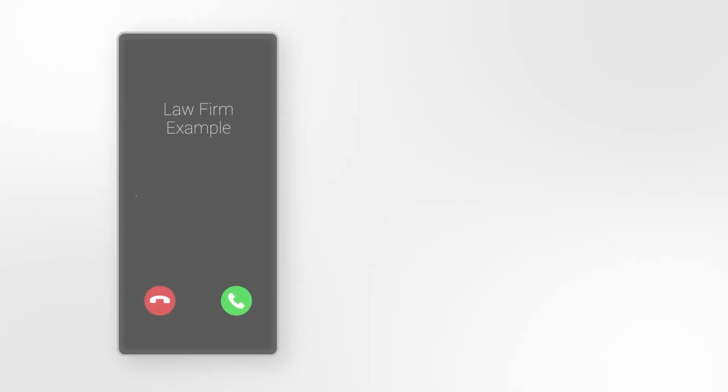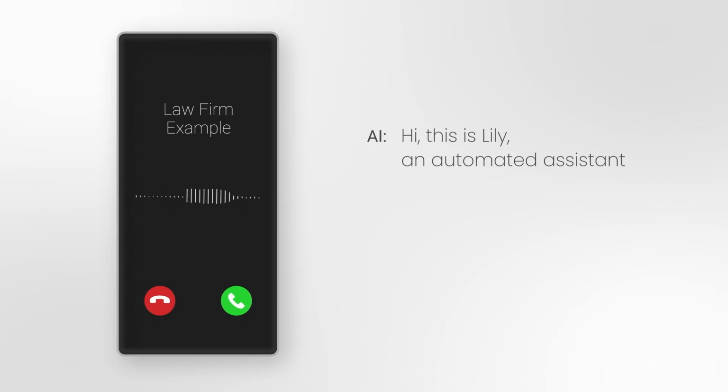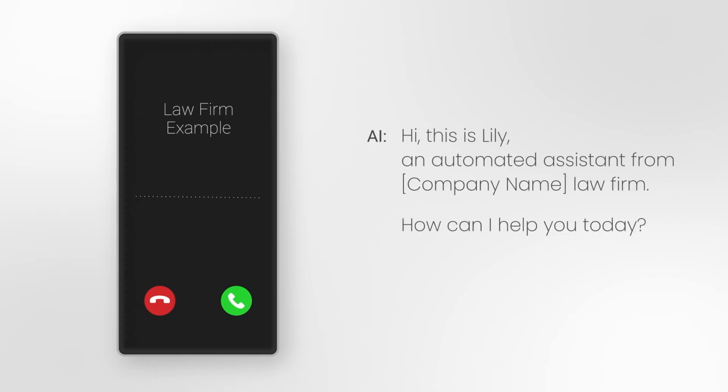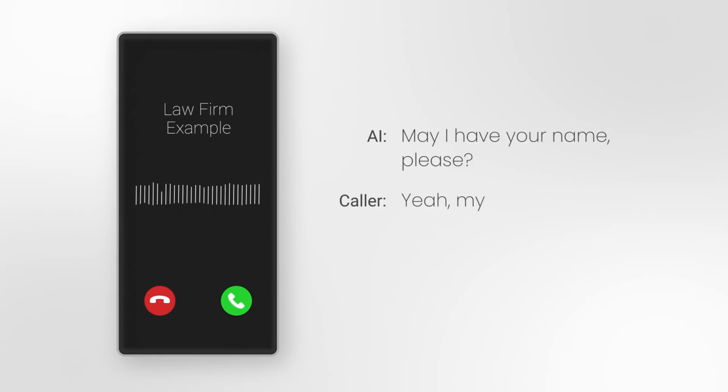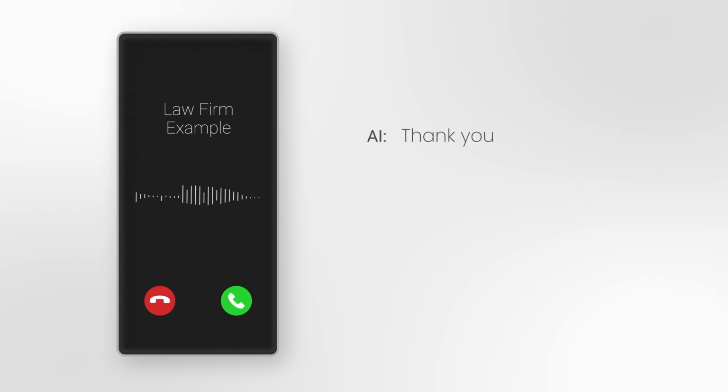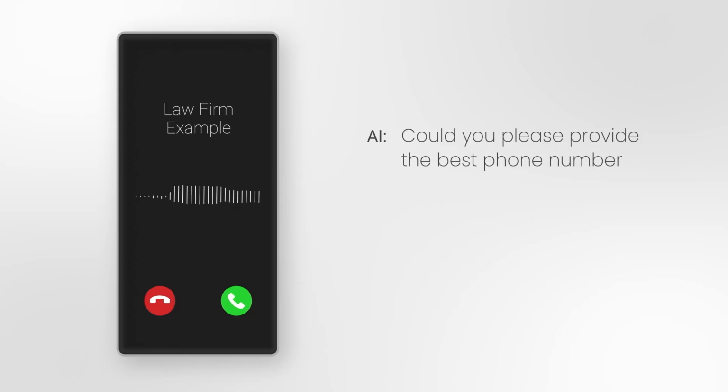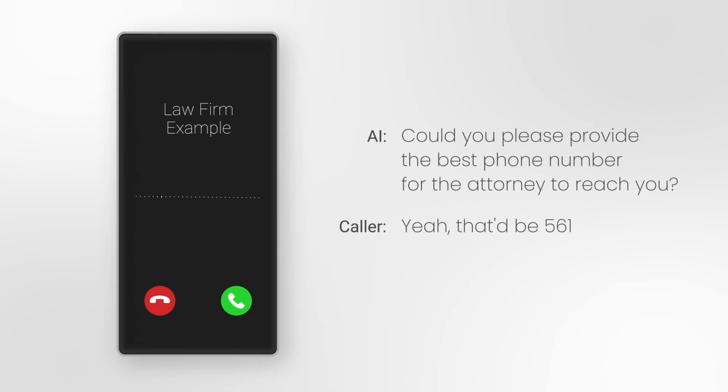Hi, this is Lily, an automated assistant from law firm. How can I help you today? Hi, I would like to talk to an attorney, please. Before we proceed, are you calling about a DUI case? Yeah. Thank you for confirming. May I have your name, please? Yeah, my name is Jason. Thank you, Jason. Could you please provide the best phone number for the attorney to reach you? Yeah, that'd be 561-247-85. Thank you, Jason.